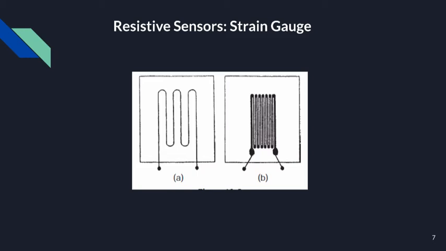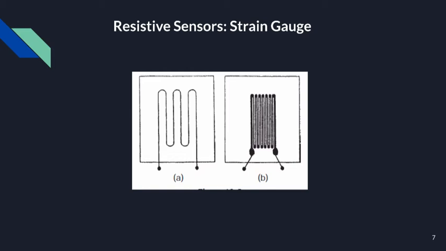The input-output relationship of a strain gauge is expressed by the gauge factor, which is defined as the change in resistance for a given value of strain. That is, the gauge factor is the change in resistance divided by the change in strain.